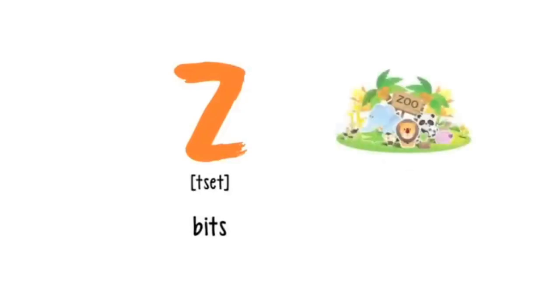And the last letter is Z, which is pronounced like the S in the word bits. Here we have the example of the word Zoo, which means zoo.